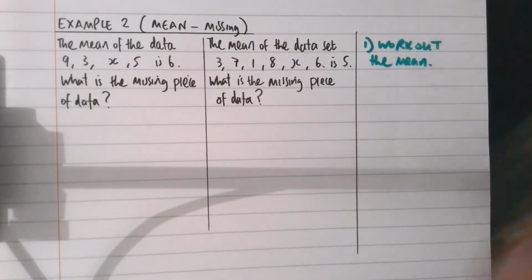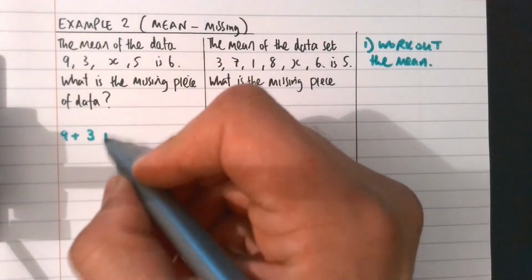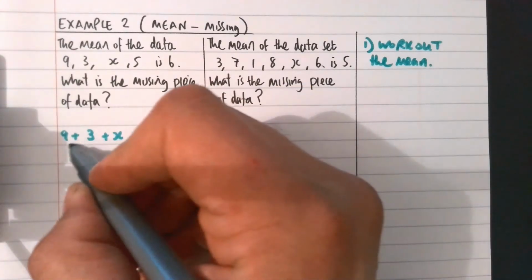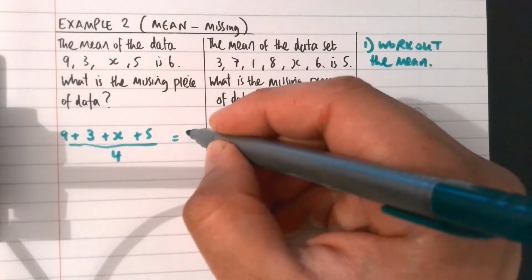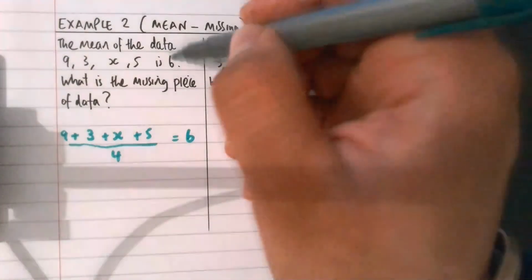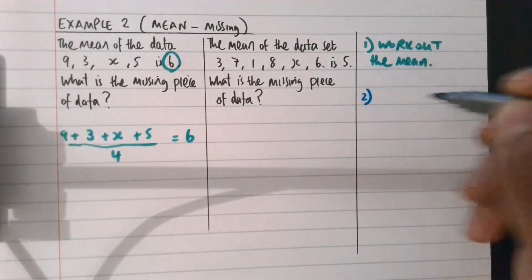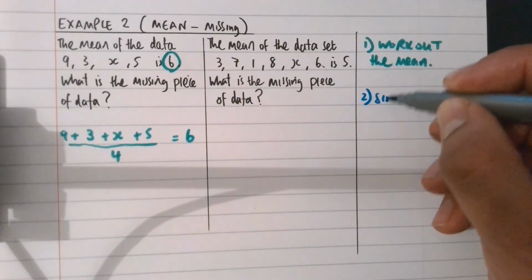Well, the first step is to work out the mean. So we're going to add the data together. So 9 plus 3 plus x plus 5, divided by 4, is going to be 6. Because the mean is 6, all of those pieces of data divided by 4, because there are 4 pieces of information, should equal 6. We now basically have an equation that we need to solve.